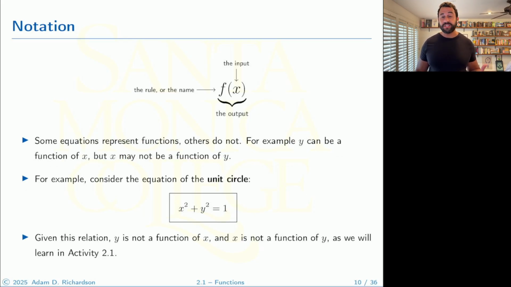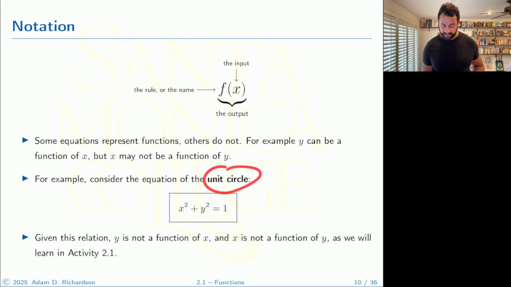Now, some equations represent functions and others do not. For example, y could be a function of x, but x may not be a function of y. That's why it's really important to distinguish what is going in and what is coming out. That's why this is nice notation. It's very clear: x goes in, f is what happens to x, and f of x is what comes out. So not every equation and not every relation describes a function.